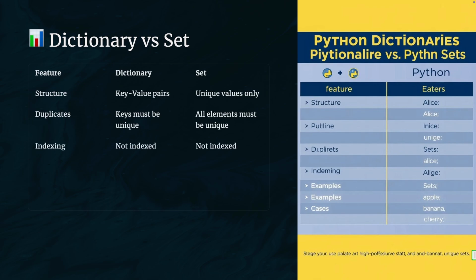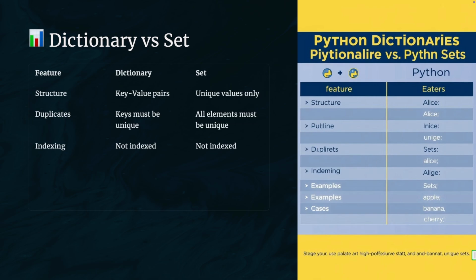Exactly. Now, indexing, how you access stuff. Right. Neither dictionaries nor sets work with that traditional numerical indexing like lists. So you can't just ask for the third element. Nope. With dictionaries, you use the key to get to the value. Makes sense. Think name, Omit. You use name to fetch Omit. Right. But sets, no indexing at all. They're all about just checking for membership, not specific positions.